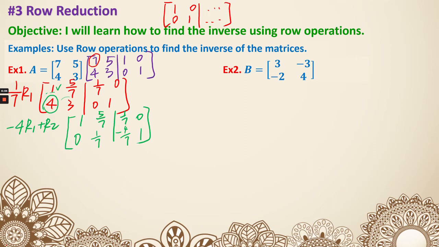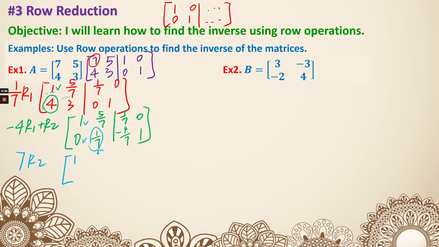Now, we are done with the 1 and the 0. Now it's time to change that 1/7 into a 1. And if you recall, I just said it like 2 minutes ago. Whenever we want to make a 1, we are going to need to multiply by the reciprocal. That is the fastest way. So I'm going to multiply that 1/7 by a 7 on the second row.